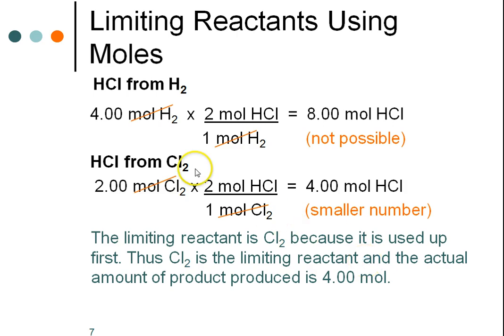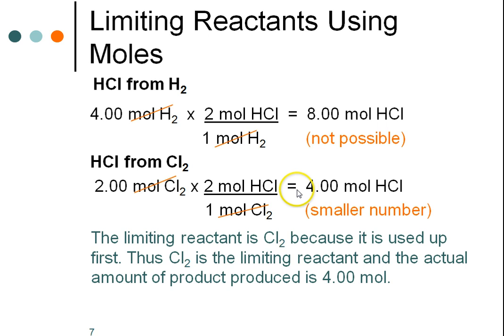So here's a nice little conversion. To figure out the amount of product from hydrogen, you're starting with 4 moles of hydrogen. It's a 2-to-1 ratio based on the balanced equation, so you're going to make 8 moles of HCl. If you're starting then with the 2 moles of chlorine, do the same thing. It's a mole ratio, and in this case it happens to be the same ratio, 2 to 1. And you're only going to make 4 moles of product using the chlorine.